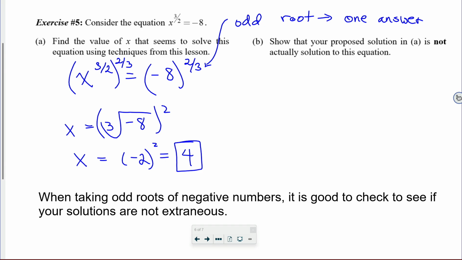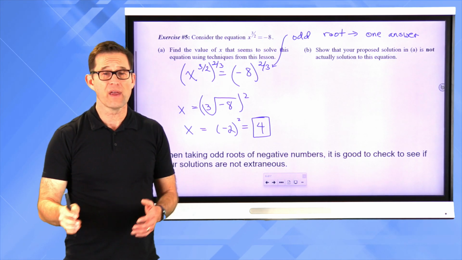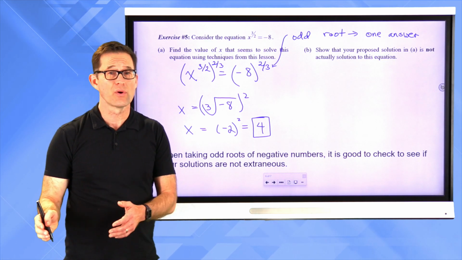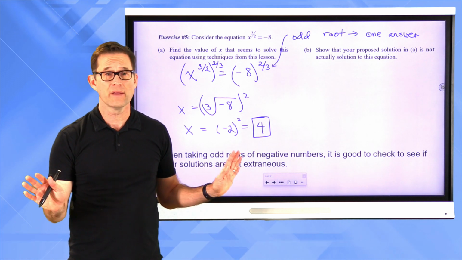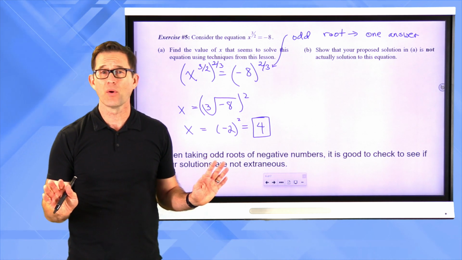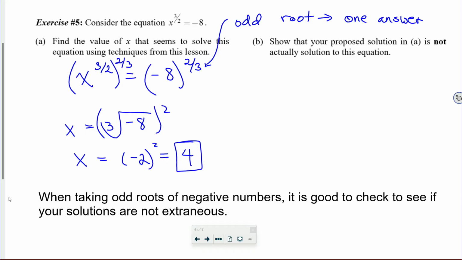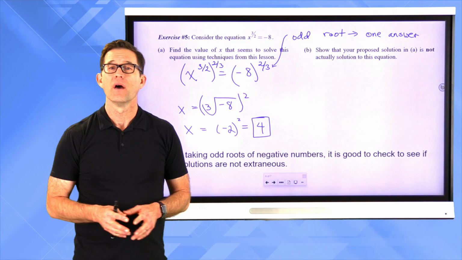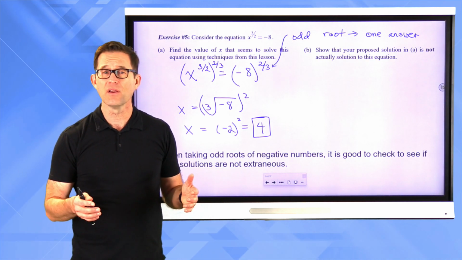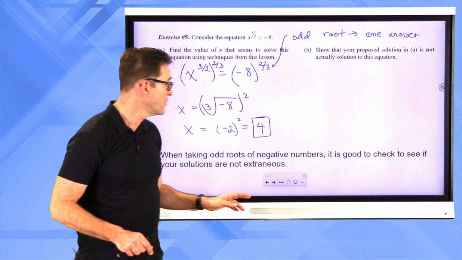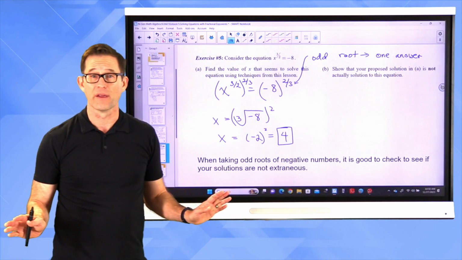And again, if you took out your calculator and you put in negative 8 to the 2/3, you would get 4. All right, so there's no hocus or pocus going on here. But now let's take a look at letter B. Show that your proposed solution in A is not actually a solution to this equation. All right, so let's take a look, right? And by the way, we could definitely just do this straight up with our calculator, right?